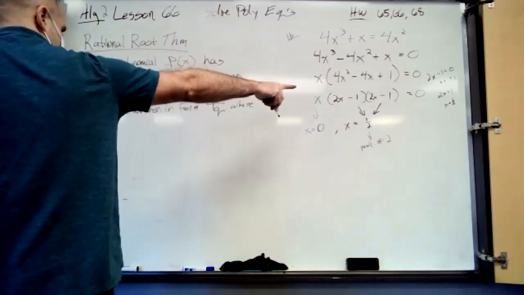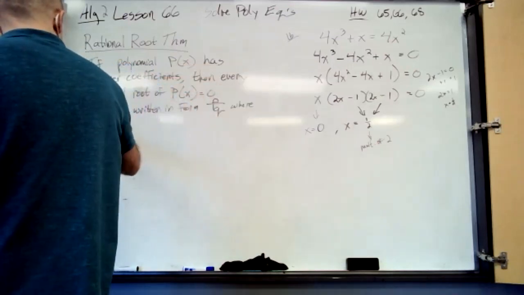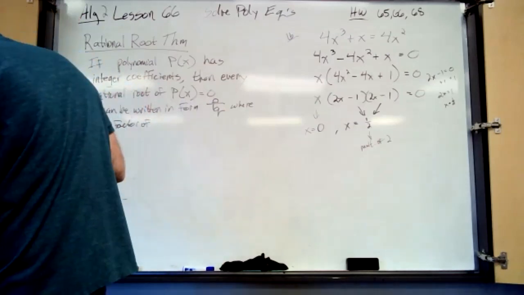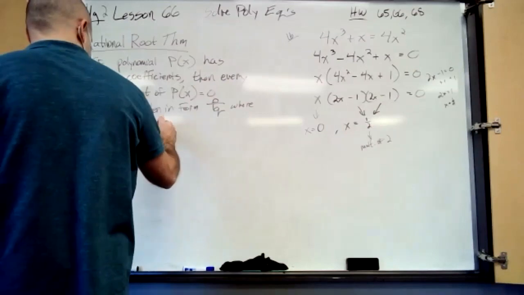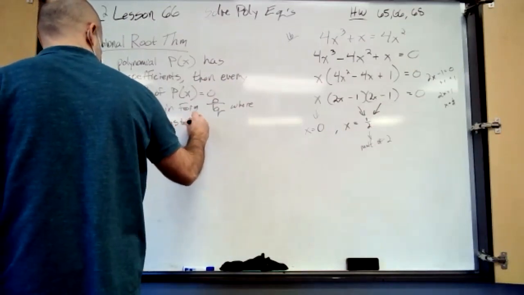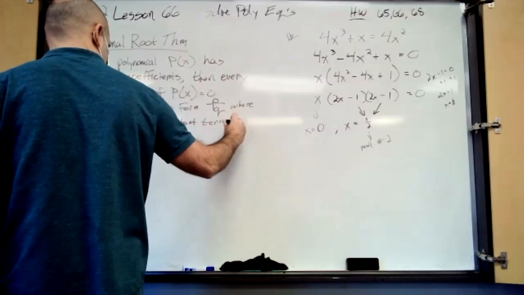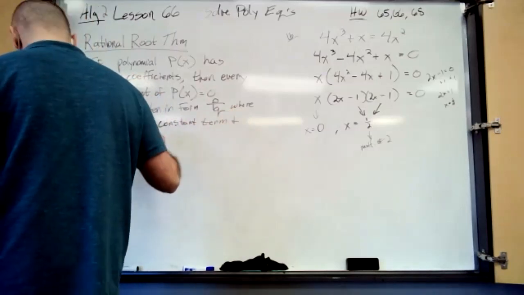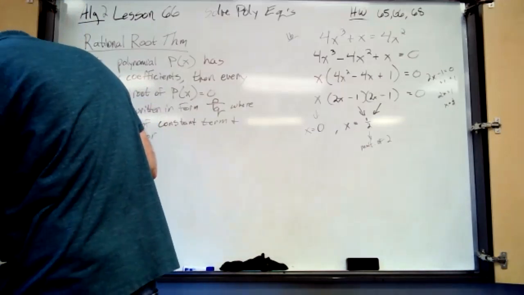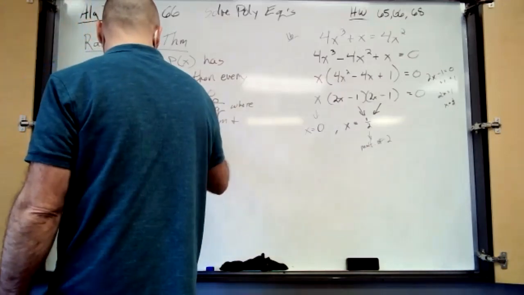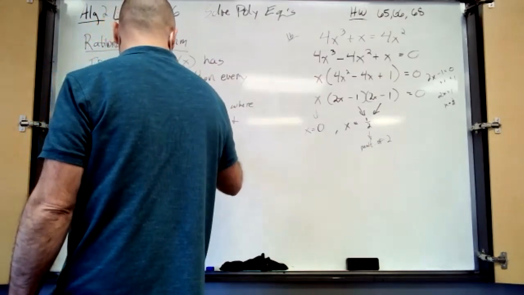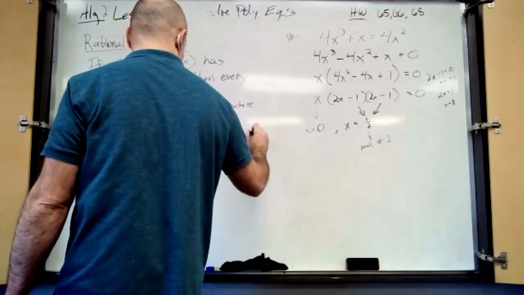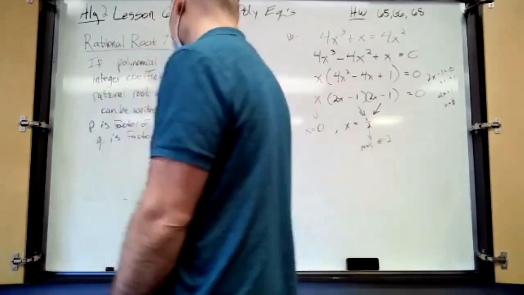Okay, so basically the shortcut, 1/2, where P is a factor of the constant term and Q is a factor of the leading coefficient of P of X. Okay?